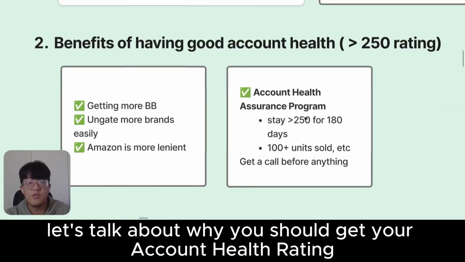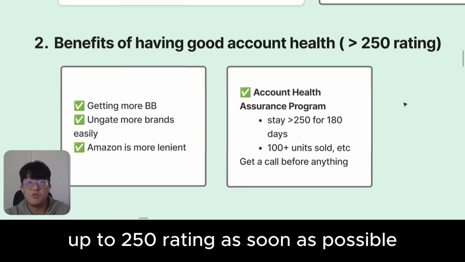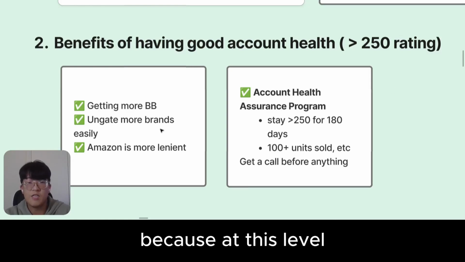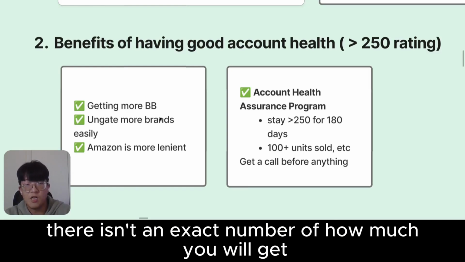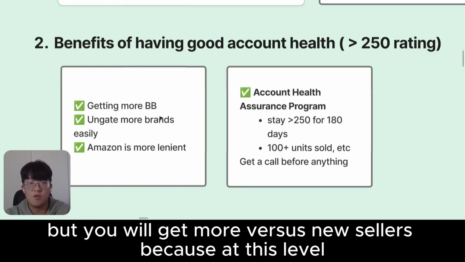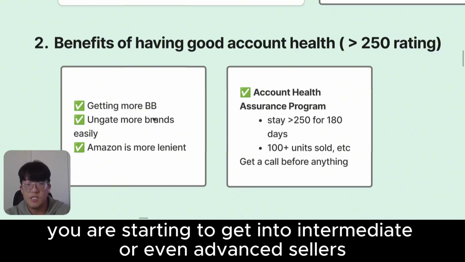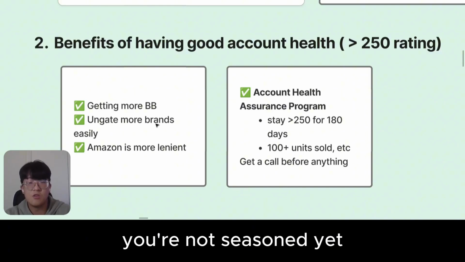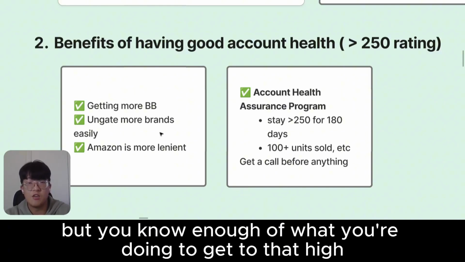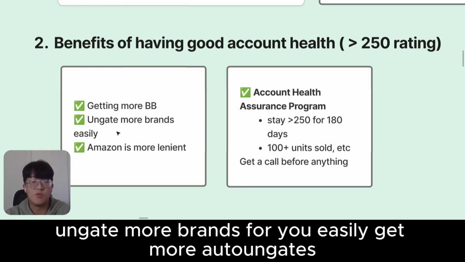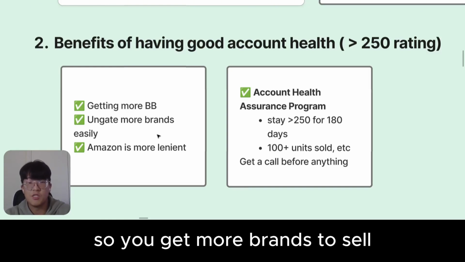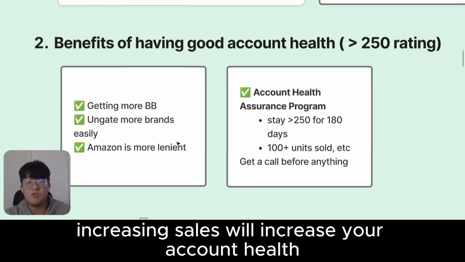Now let's talk about why you should get your account health rating up to 250 as soon as possible. Because at this level, Amazon tends to give you more buy box. There isn't an exact number of how much you will get, but you will get more versus new sellers, because at this level, you're starting to get into intermediate or even advanced sellers. You're not seasoned yet, but you know enough of what you're doing to get to that high. So Amazon tends to be a little bit more lenient on your account to give you more brands and get more brands for you easily, get more auto-ungating, so you get more brands to sell. Increasing sales will increase your account health.